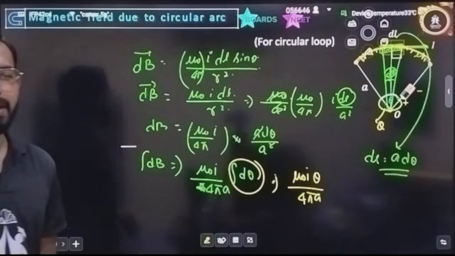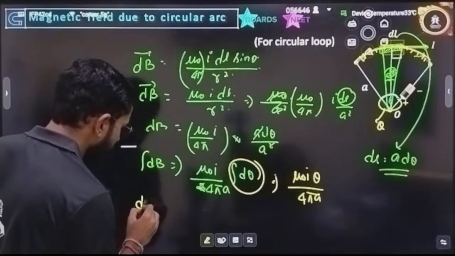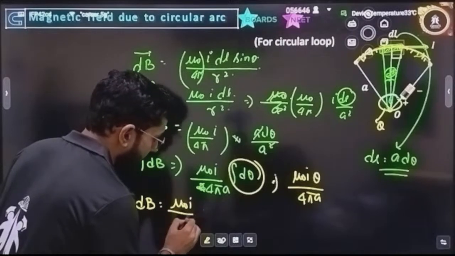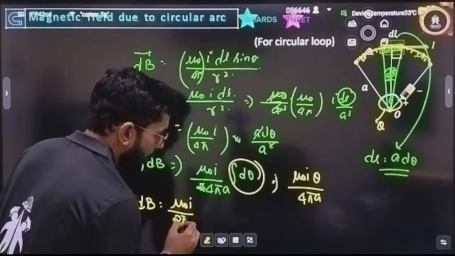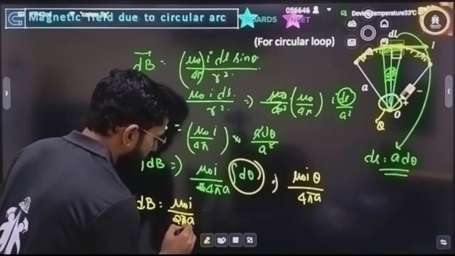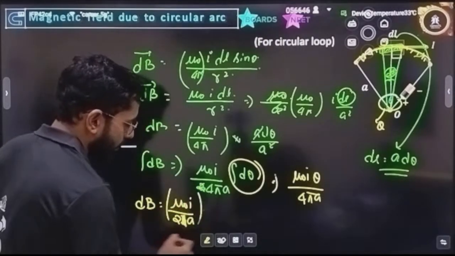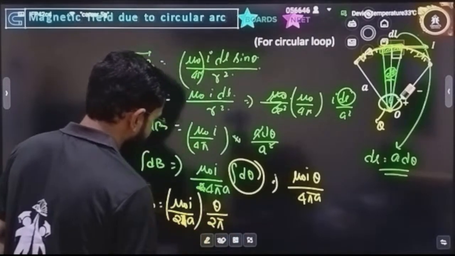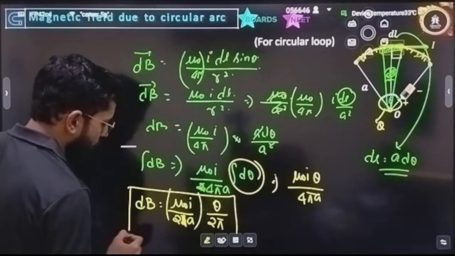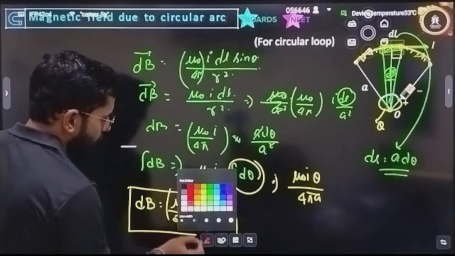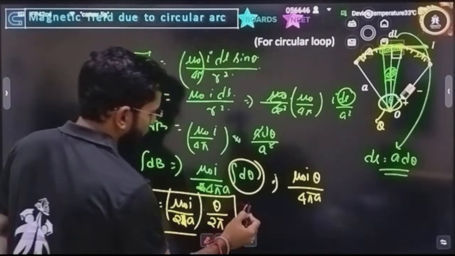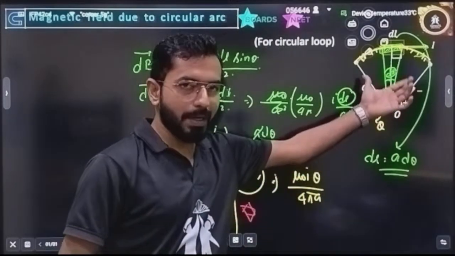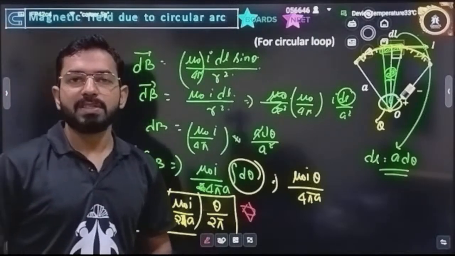Now I am telling you a better way of writing the same formula, and how you have to remember it so that you can derive everything. You will write mu naught I divided by 2a, and here theta divided by 2 pi. Can I say that I have written the same thing? This is how you have to remember this result: mu naught I divided by 2a, times theta, the angle subtended at the center, divided by 2 pi, that means 360 degree.